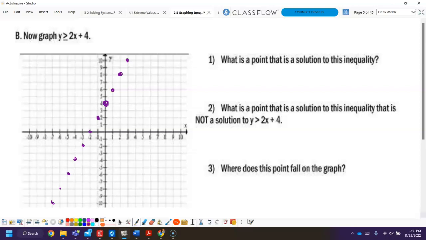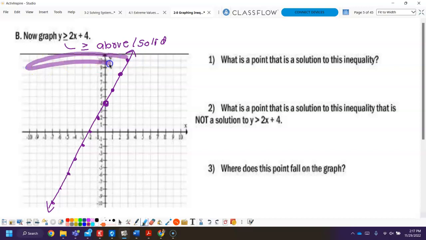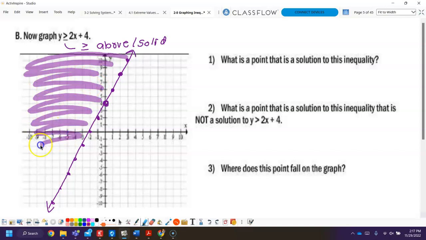Then you want to look at the inequality and compare it to the formula you just talked about on the front, which is, okay, this is greater than or equal to, so that tells me that it is above and solid. So you're looking at the inequality and determining where do you shade and how do you connect your dots. So I connect all my dots because it is solid, and I shade above because it is greater than.